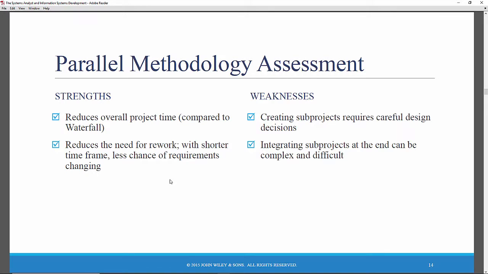It also reduces the need for rework, because a longer time frame means that more requirements can creep in. So whenever you reduce the time frame, there's less chance of requirements changing. However, developing the sub-projects together requires careful design decisions, and integrating the sub-projects at the end can be difficult.